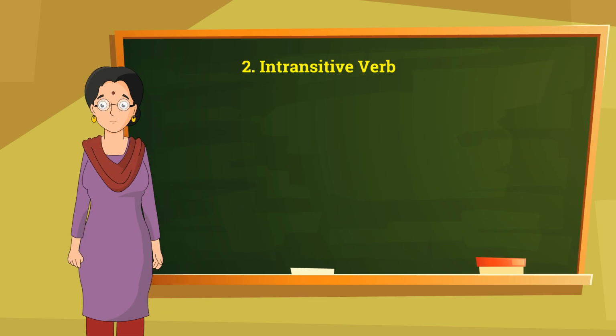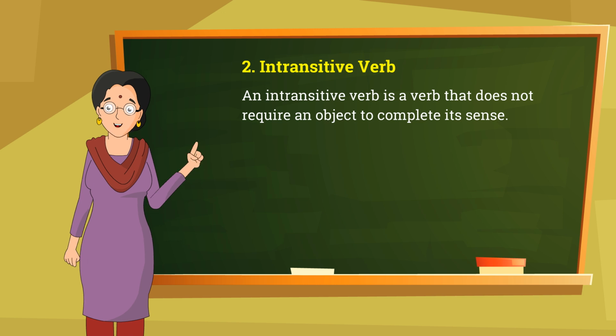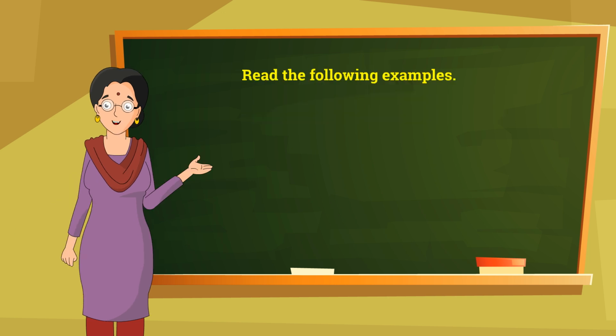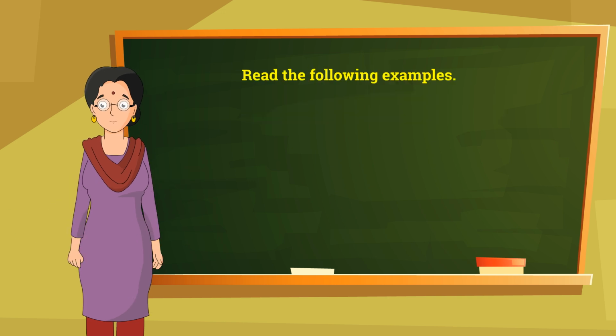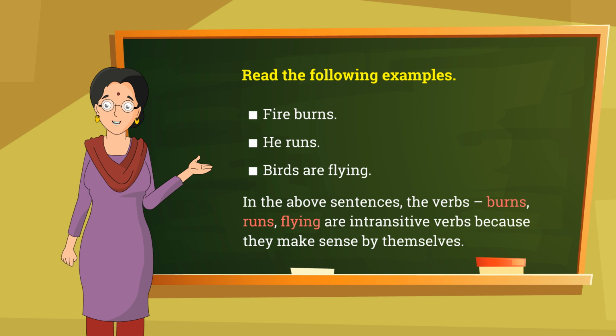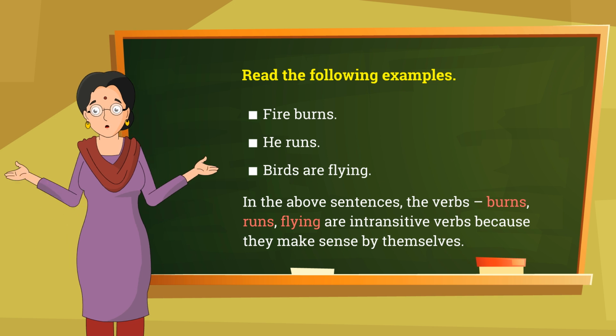Intransitive verb. An intransitive verb is a verb that does not require an object to complete its sense. Read the following examples. Fire burns. He runs. Birds are flying. In the above sentences, the verbs burns, runs, flying are intransitive verbs because they make sense by themselves.